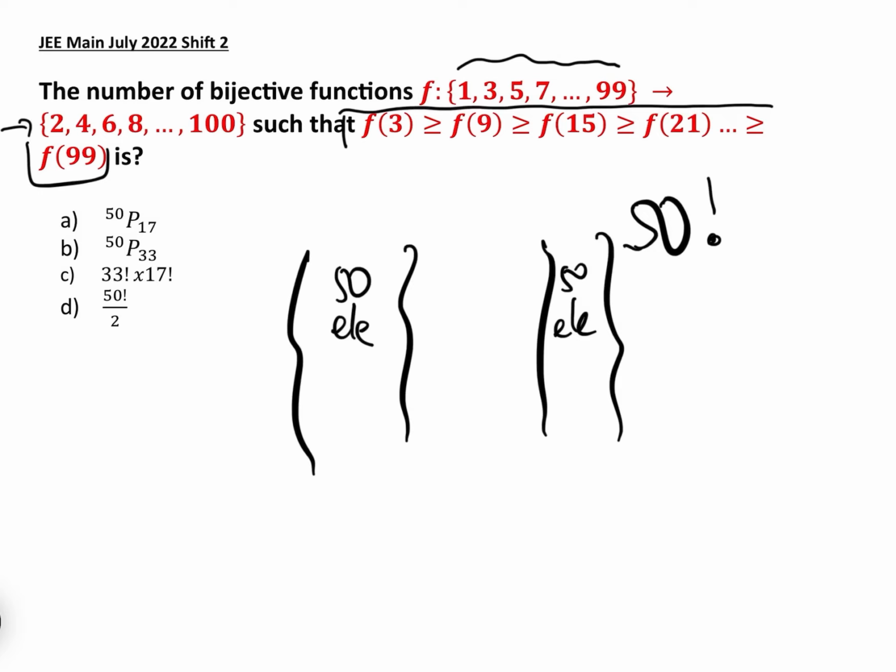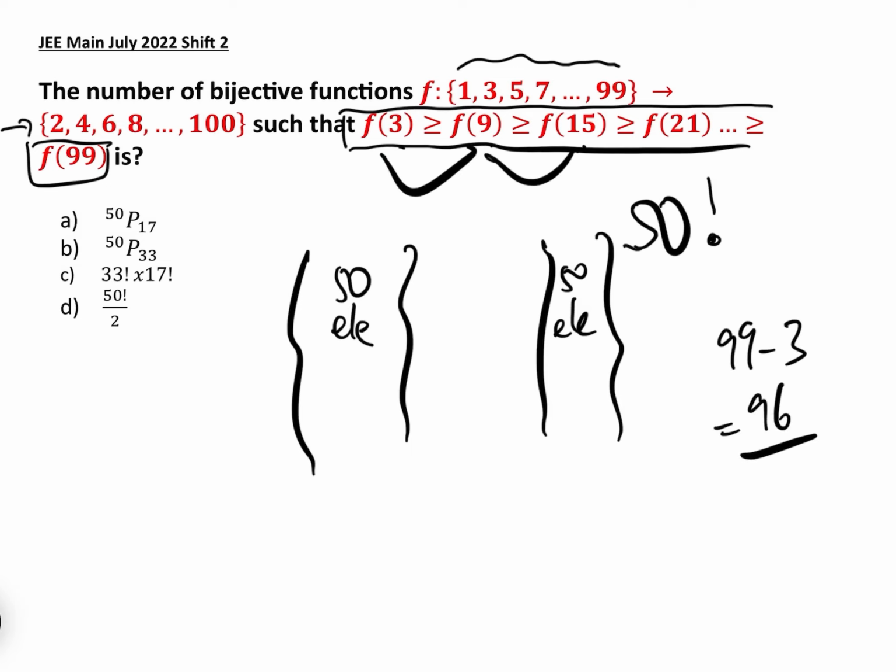Now, with the constraint, we have 17 factorial, because there are 17 elements in here: 3, 9, 15, 21, up to 99. That is 17 because 99 take away 3 is 96, and when we divide that by 6, because there's 6 between them, that equals 16, and of course then we have to add 1, and so therefore there are 17 of these elements in the constraint.